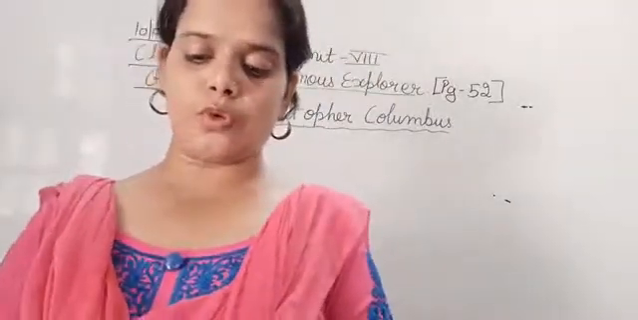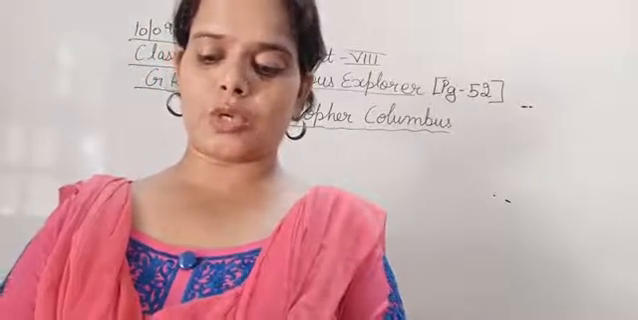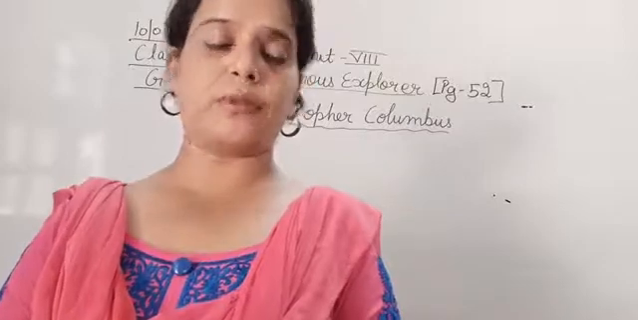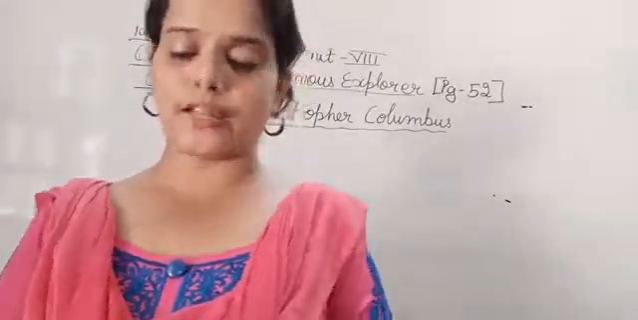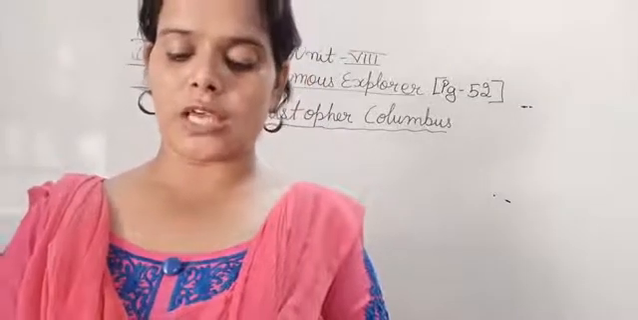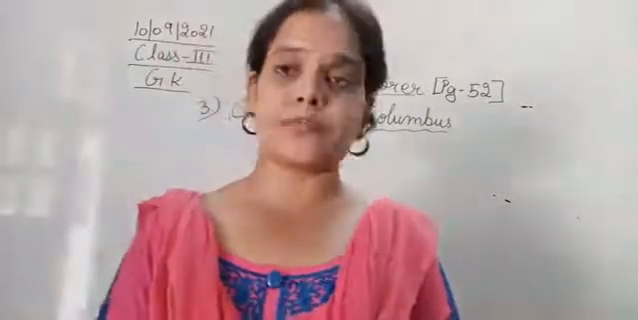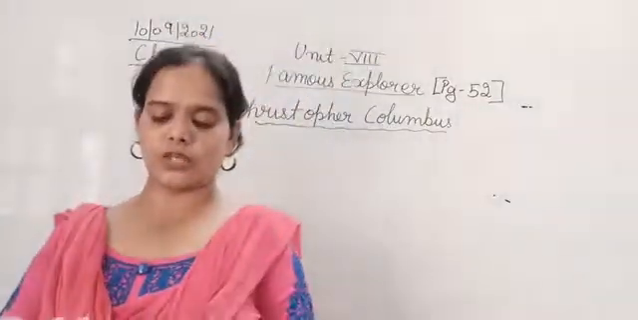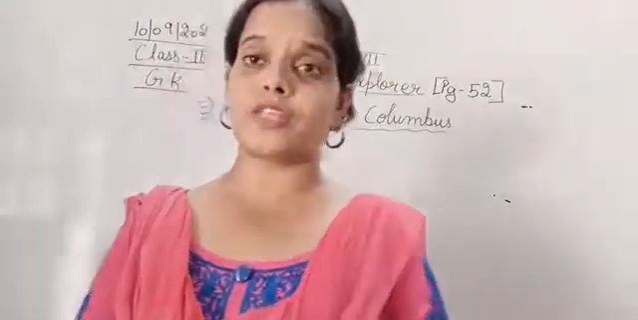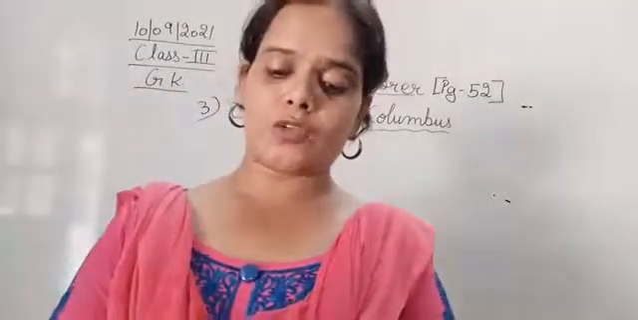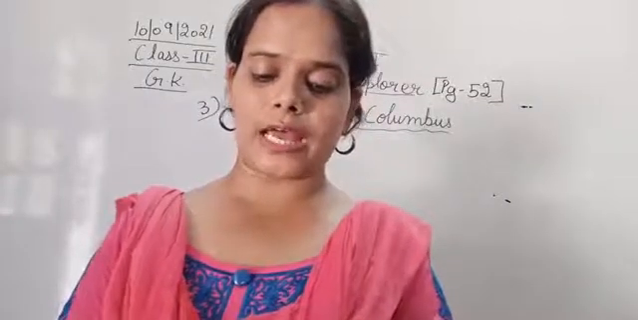He named the people he met there Indians, as he actually wanted to explore a western sea route to Asia. इन्होंने जो लोग वहाँ मिले थे उनको क्या नाम दिया? इंडियंस. उनको ये इंडियंस बुलाते थे. Okay, because वो वेस्टर्न सी रूट के थ्रू एशिया को एक्सप्लोर करना चाहते थे. So that's why he renamed the people he found there as Indians.